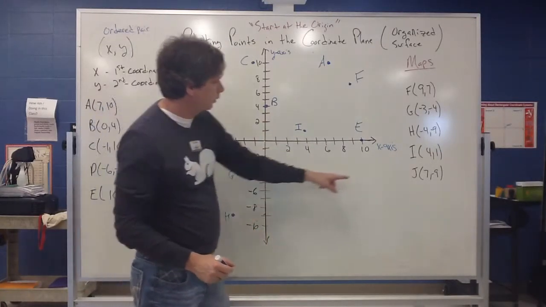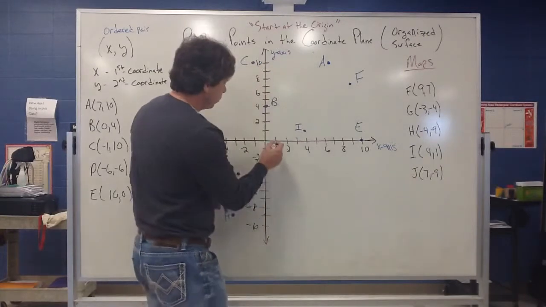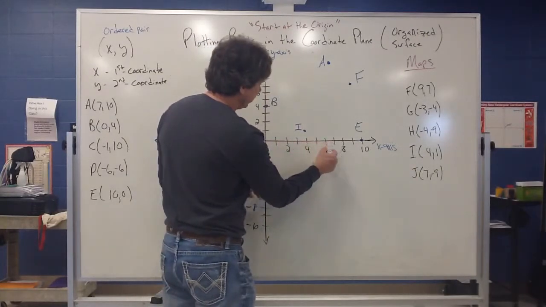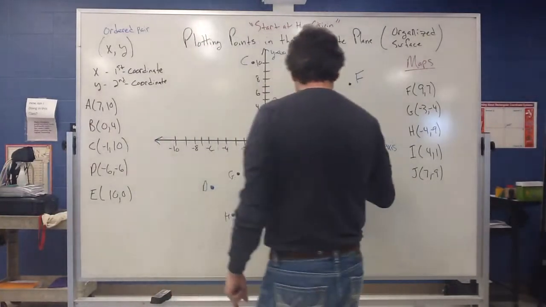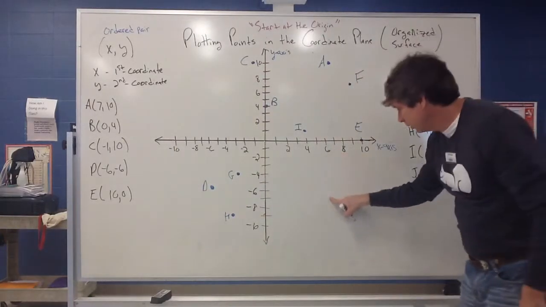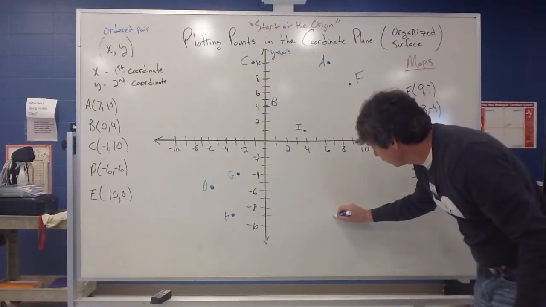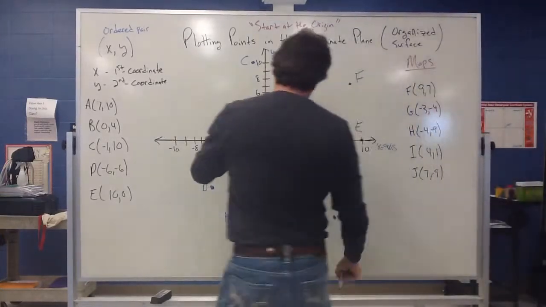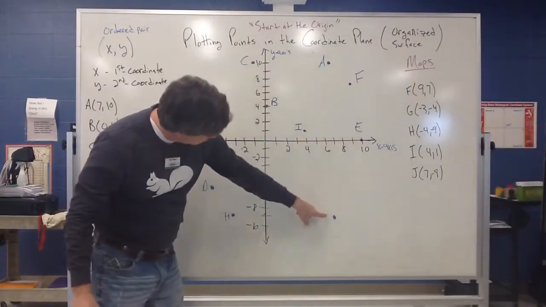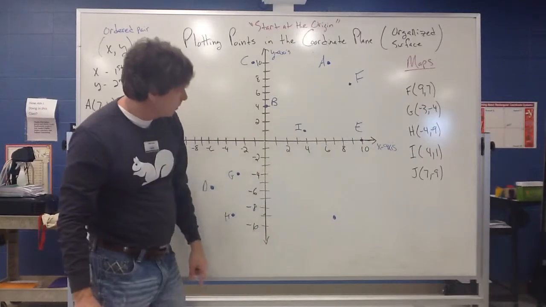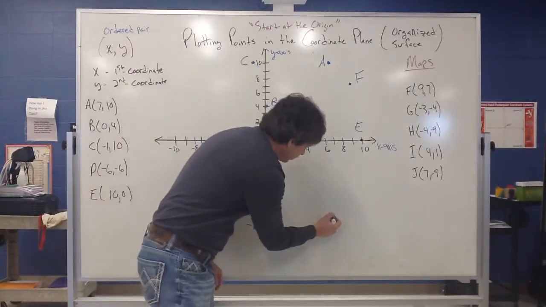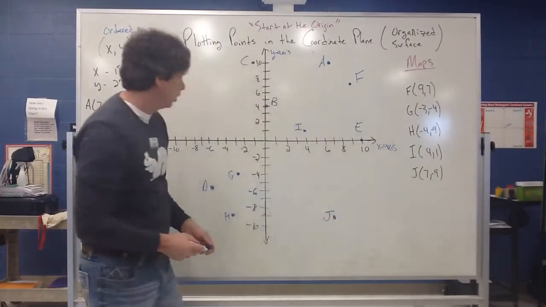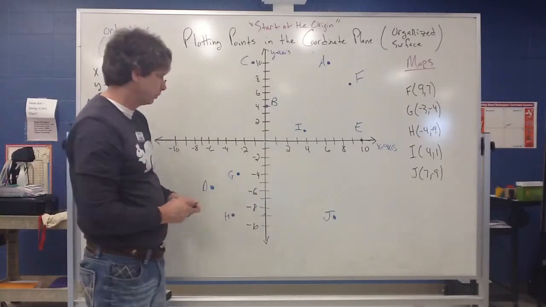And point J is 7, -9. So 1, 2, 3, 4, 5, 6, 7, and down 9. 7 down 9 puts me, looks like about here. So if I go right 7 and down 9, that'll put me at point J. It looks like J is the only one out there in that fourth quadrant.